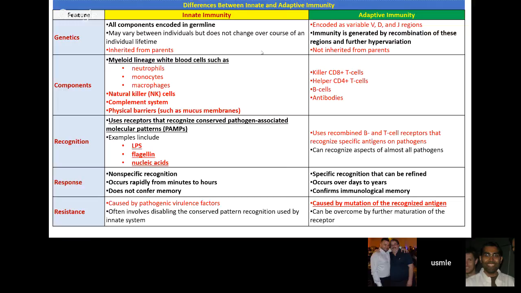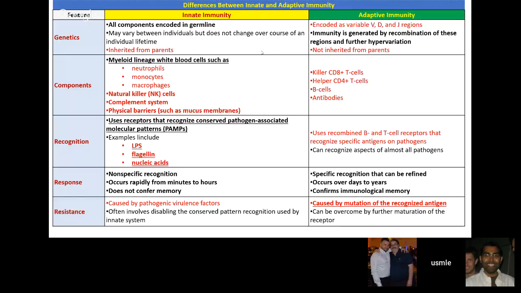Adaptive immunity is going to use the B and T cell receptors, obviously, for specific organisms, like encapsulated, and they can recognize everything.